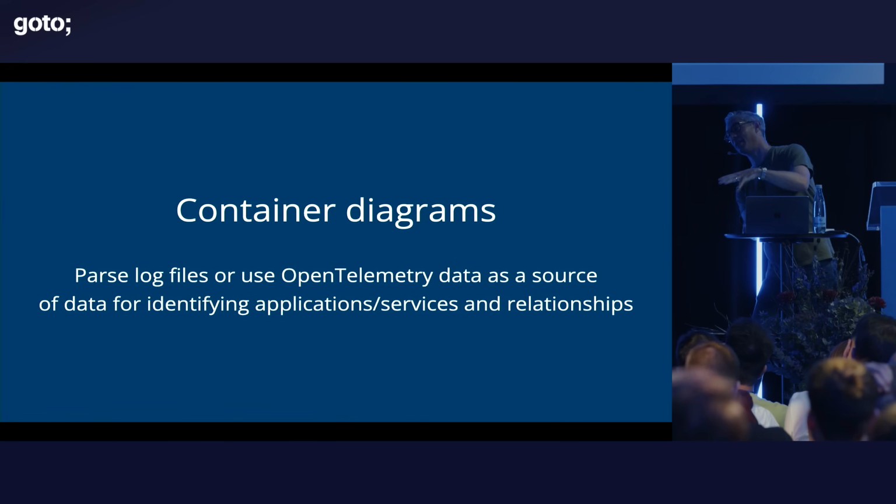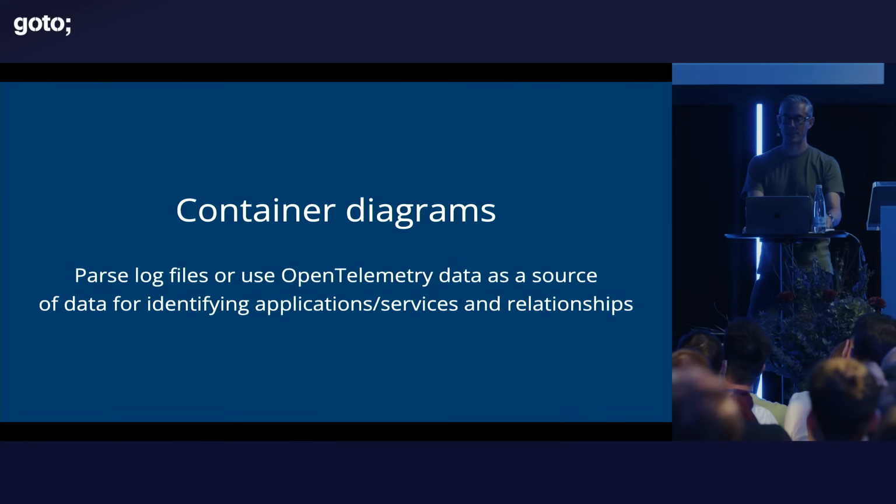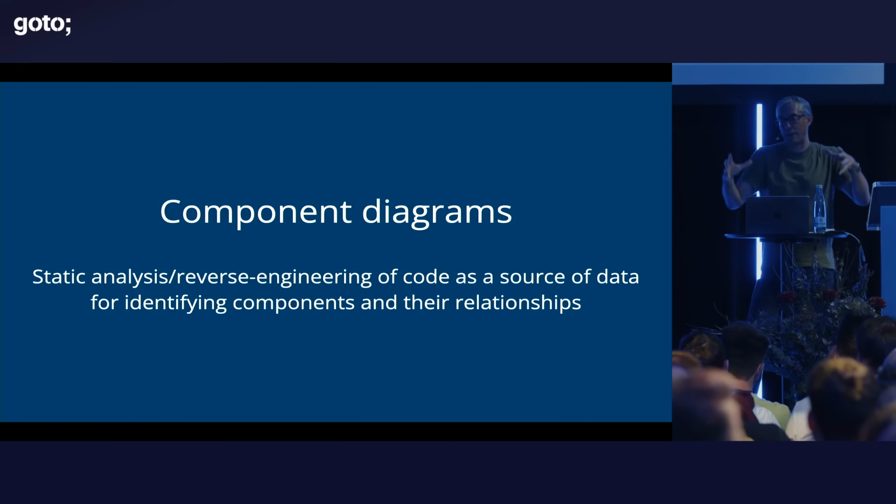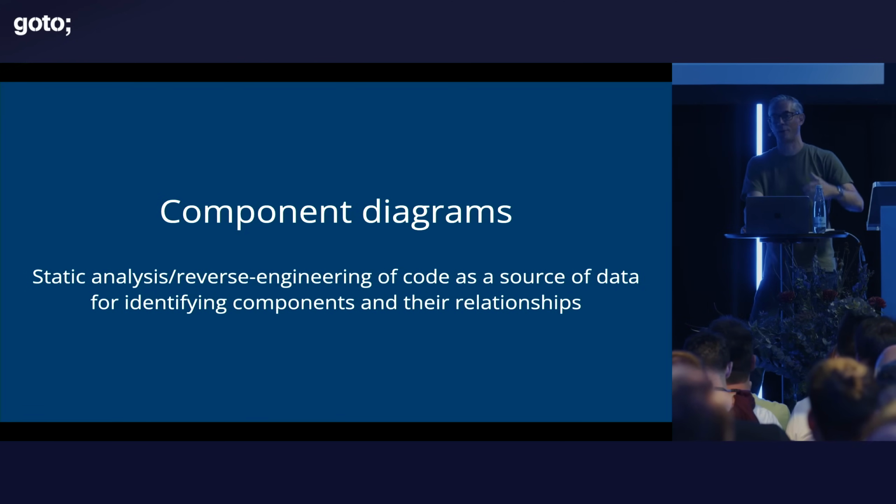Dropping down to container diagrams, these are a bit more tricky to generate automatically, but you could use parsing of log files, you could parse your build scripts, you could use OpenTelemetry data, traces or other observability metrics as a source for identifying things running in the environment and the connections, events, messages between these things. When it comes to component diagrams, when we kind of zoomed into the boundaries of a single application, this is where you use traditional static analysis, reverse engineering techniques, either on compiled bytecode or source code, and you use that for identifying components and generating component diagrams automatically from a code base.